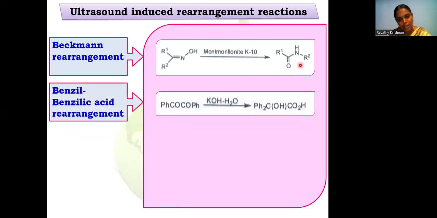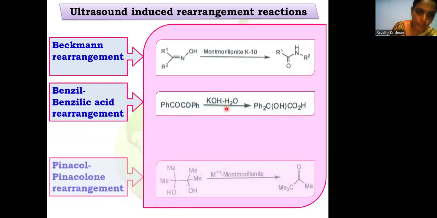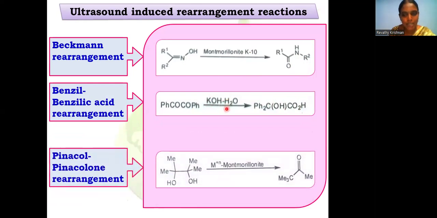Coming to the next example, the benzilic acid rearrangement. Here, the benzil is converted to the corresponding benzilic acid by using potassium hydroxide in presence of ultrasound waves. And the next example is the pinacol-pinacolone rearrangement. This pinacol is rearranged to the corresponding pinacolone by using metal montmorillonite, that is, metal ion impregnated montmorillonite clay, in presence of ultrasound irradiation. We can convert these pinacols into pinacolone.